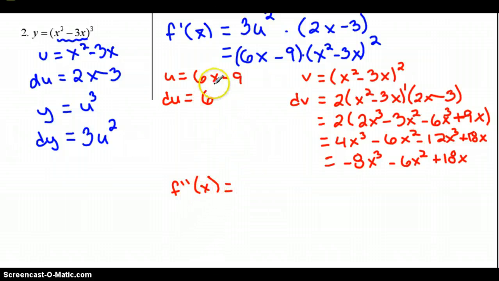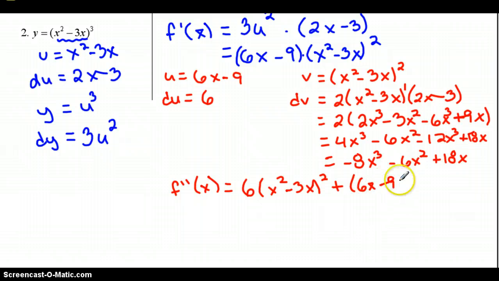So I have my second derivative. I'm going to take my derivative of u, which is 6. Always take the derivative of the first factor that you choose. That'll help you with the quotient rule as well. So derivative of u is 6 multiplied by the original v. So that's our x squared minus 3x quantity squared. And I'm going to add that to the original u, so the 6x minus 9, and multiplied by the dv, the derivative of v that we just found. So that is the negative 8x cubed minus 6x squared, and then plus 18x.